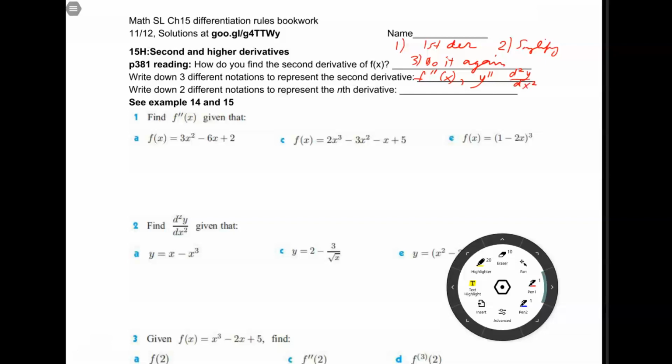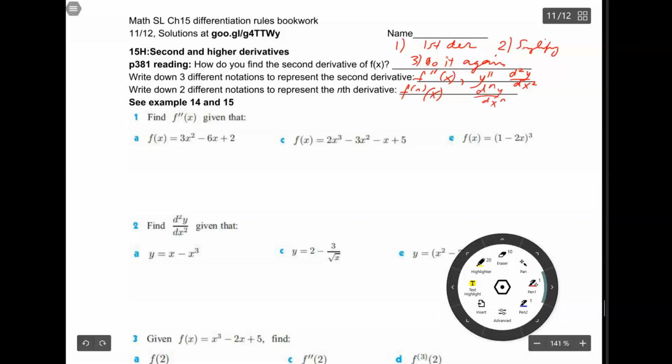Two notations to represent the nth derivative. You could have f to the n of x, and I don't think we're going to do this too much in this class. And the other one would be d to the n y over dx to the n. All right, let's do some problems.